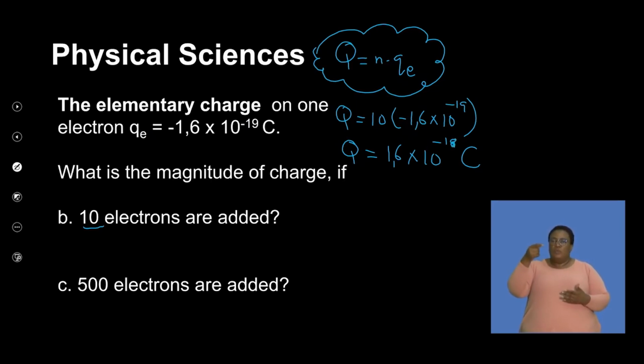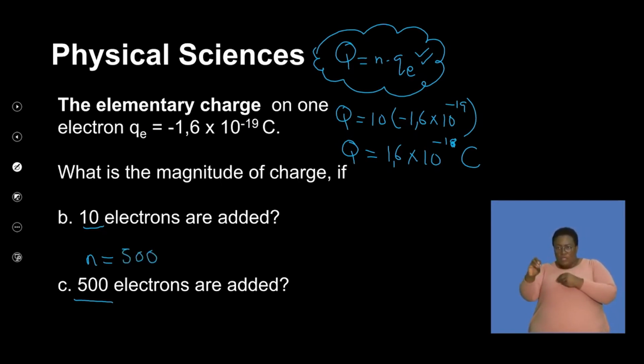Just to confirm that, if you multiply by 10, it's like you're saying 10 exponent 1. So negative 19 plus 1 gives you negative 18 from your laws of exponents. That's a bit of maths, but the science is essentially in the principle of quantization of charge. Now, we're getting the pattern or the trend. If there are 500 electrons added, it means N, which represents the number of electrons added, is equal to 500.